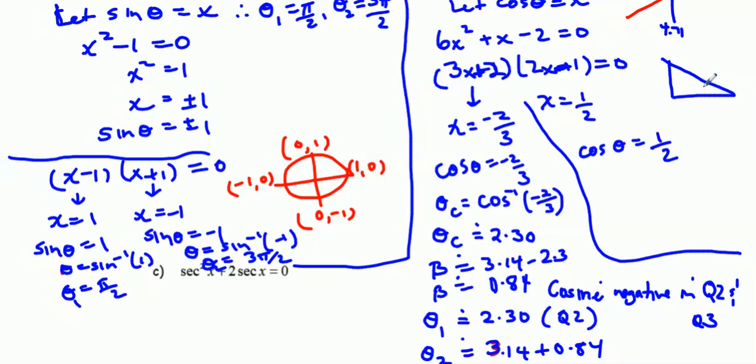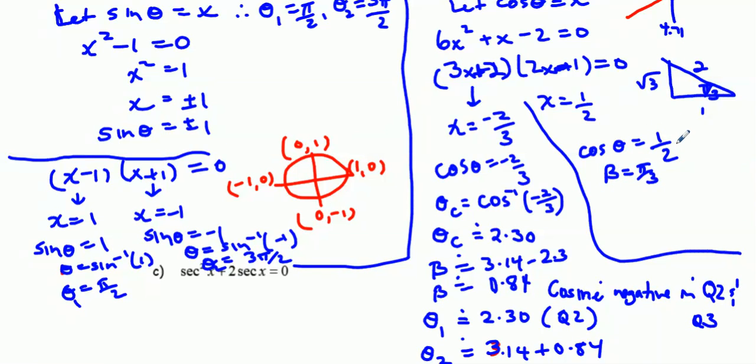So if I draw my pi by 3 triangle, I've got root 3 here, I've got 1 here, and I've got 2 here, and the cos of this would be 1/2. So I know that beta is pi by 3. I'm proving it with this diagram, okay, and I want you to draw me the diagram.